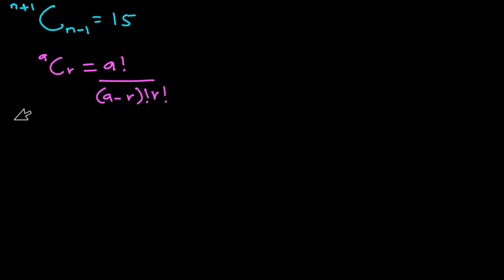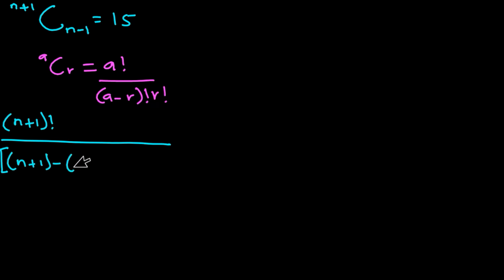So we have (n plus 1) factorial over, I'll bring my big bracket, then we have n plus 1 minus (n minus 1) factorial, then our r, which is n minus 1. So we have (n minus 1) factorial just like that, and this is equal to 15. Right, so I will simplify this one first.